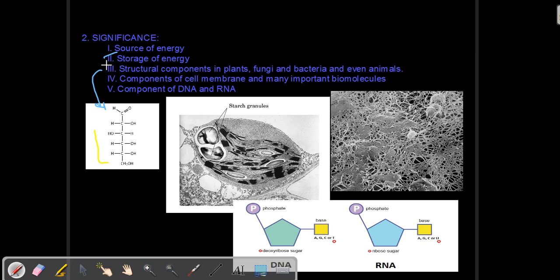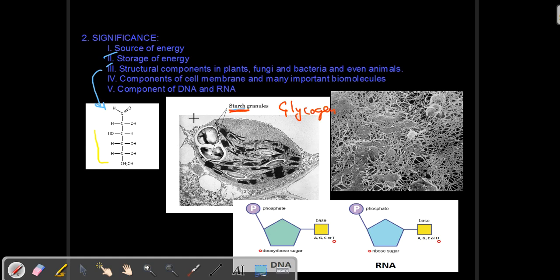Another important function of carbohydrates is that carbohydrate molecules act as storage molecules for energy. Let us have a look at an example. Starch, for example, here. Starch is a primary energy storing molecule present in plants. In case of animals, glycogen serves the same purpose. Now anyways, this is the diagram.